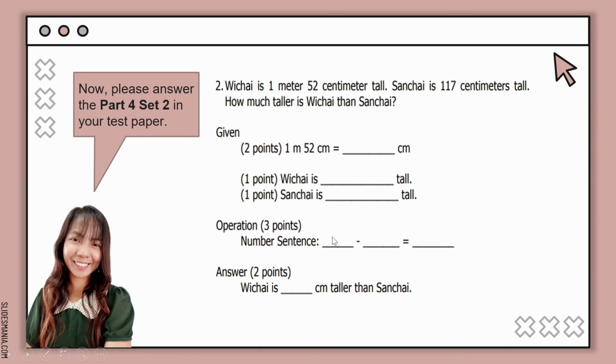For the number sentence, again, you have to write the numbers and then subtract the two numbers given. You write your answer here. And whatever you write here, you have to write it again in this blank, because this is your final answer. Which eye is blank centimeter taller than sunshine?